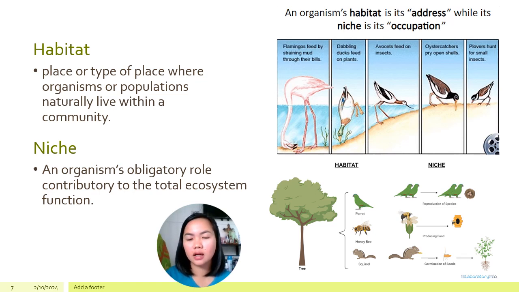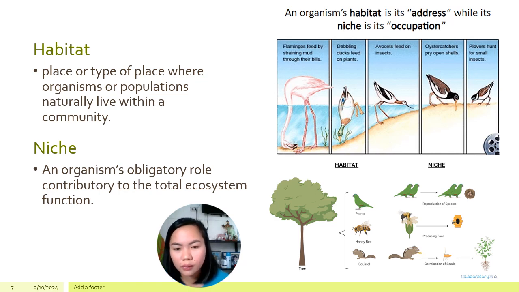So take a look, for example, here sa baba. So we have habitat, which is the tree, kung asa nagpuyo. It's the particular place kung asa nagpuyo ang mga organisms. So this tree right here, habitat siya sa different organisms. Like we have the parrot, we have the bees, we have the squirrel. So same lang ilang habitat, no? They have the tree as their habitat, but their niche are different. So iba-iba ang kanilang role.